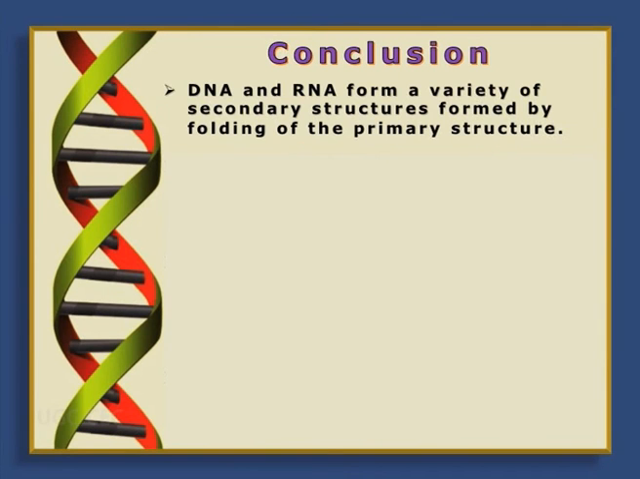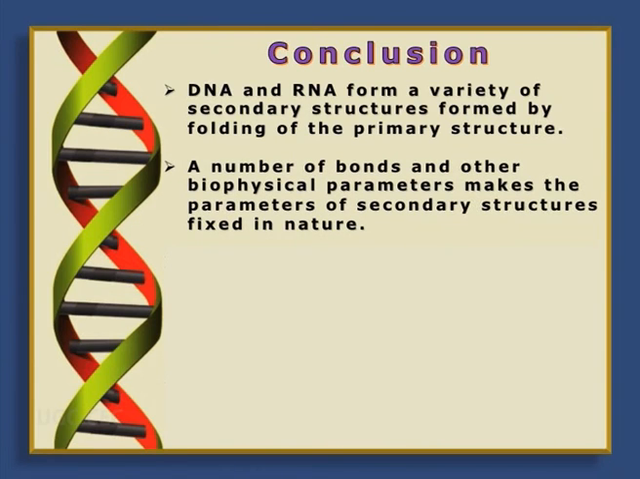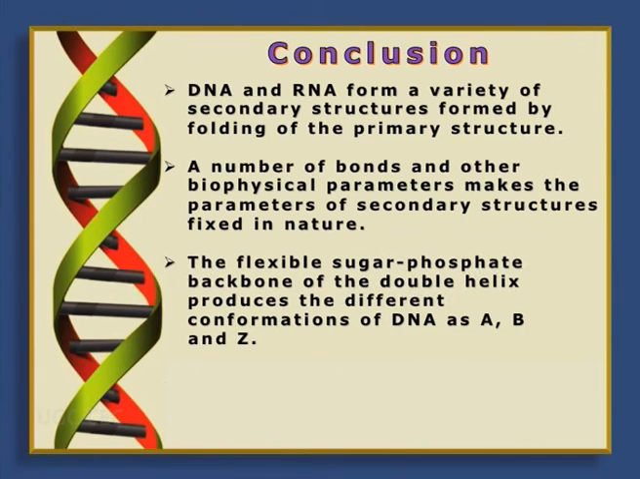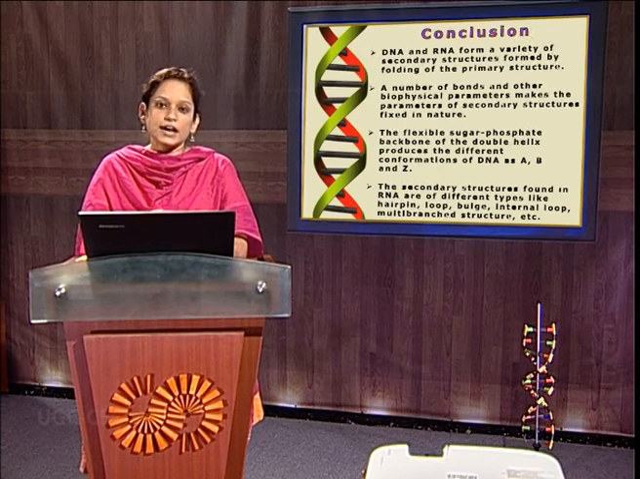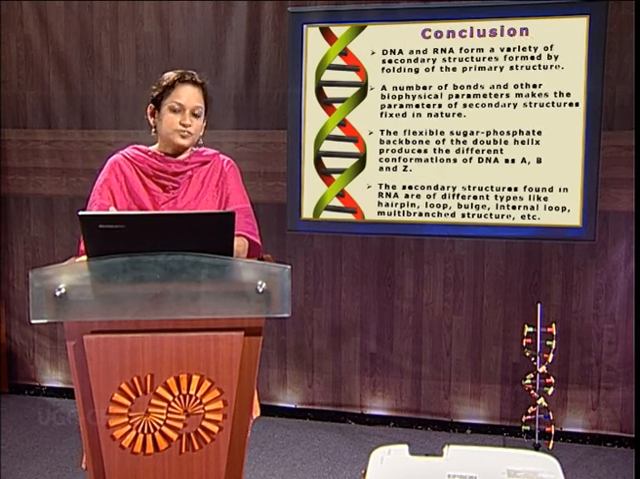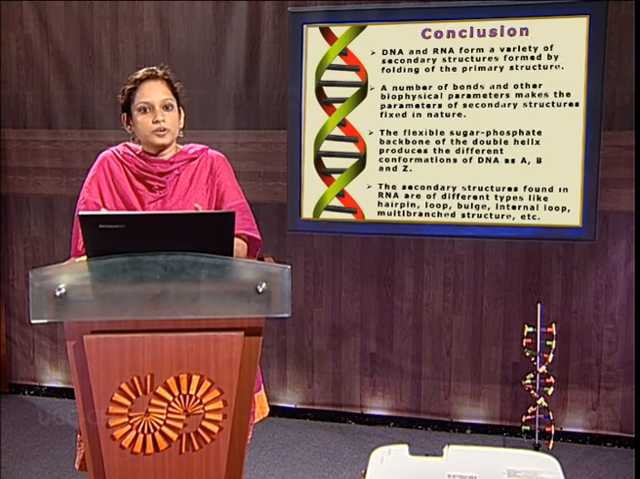So, what we have learnt is that both DNA and RNA form a wide variety of secondary structures formed by the folding of the primary structure. The different features of the secondary structure of DNA are fixed due to stereochemical and geometric consequences. The different conformations of DNA are possible, like A, B and Z DNA, due to the flexible sugar phosphate backbone. A, B and Z DNA are also produced under different sets of physical conditions and different nucleobase compositions.